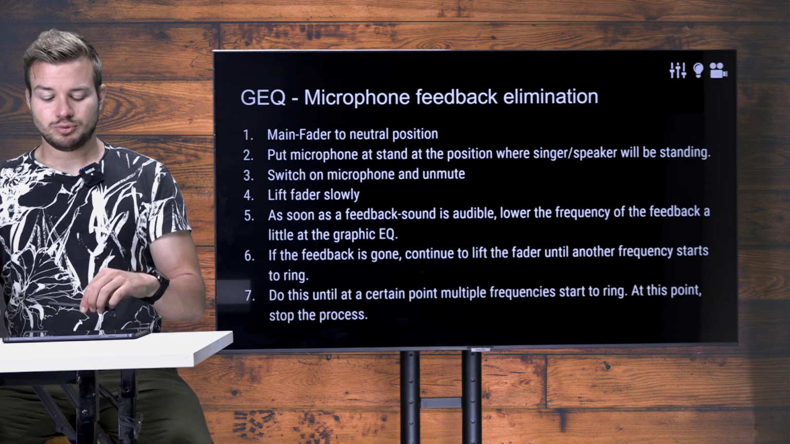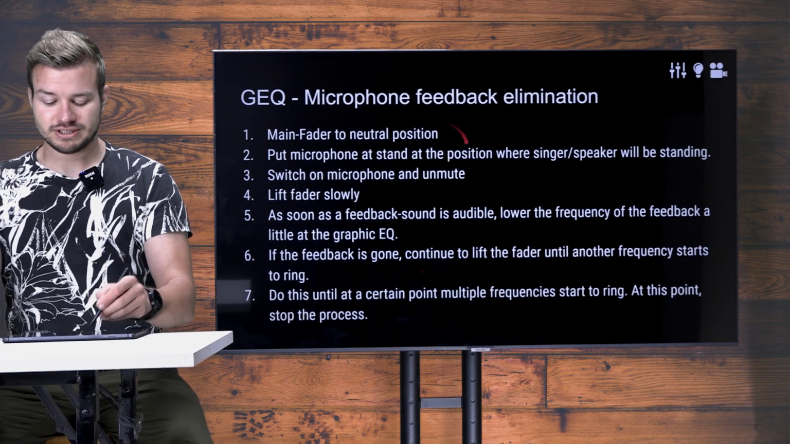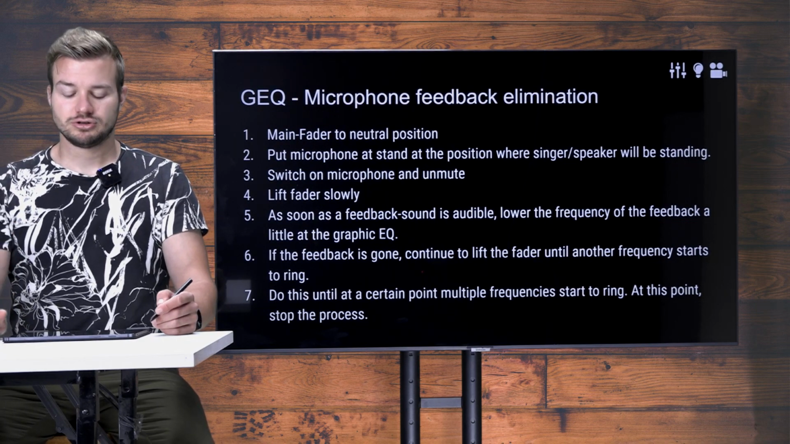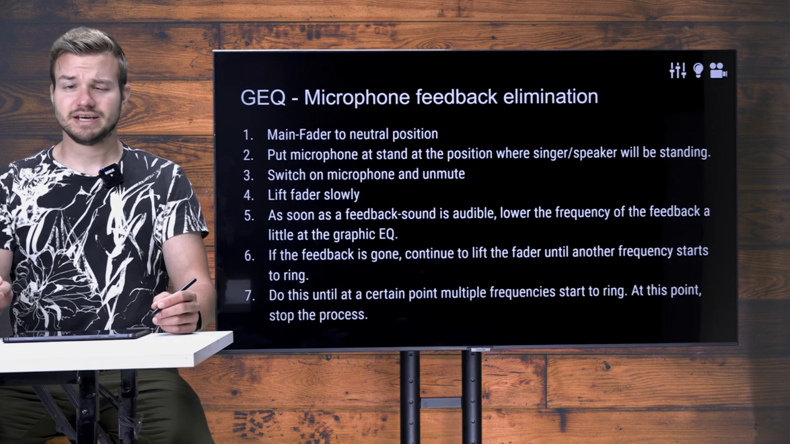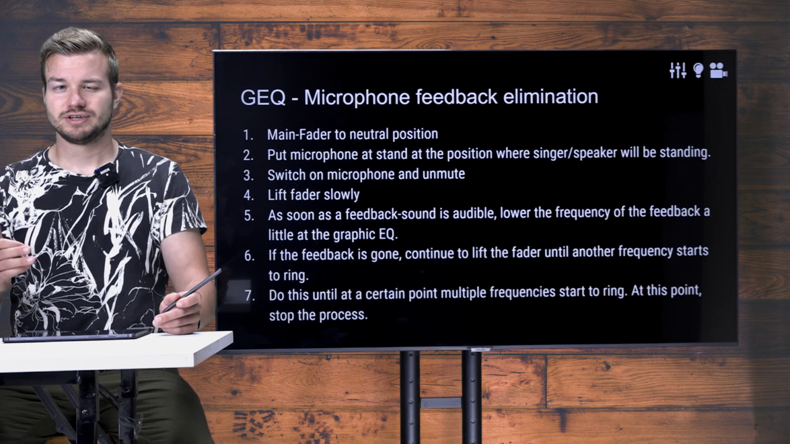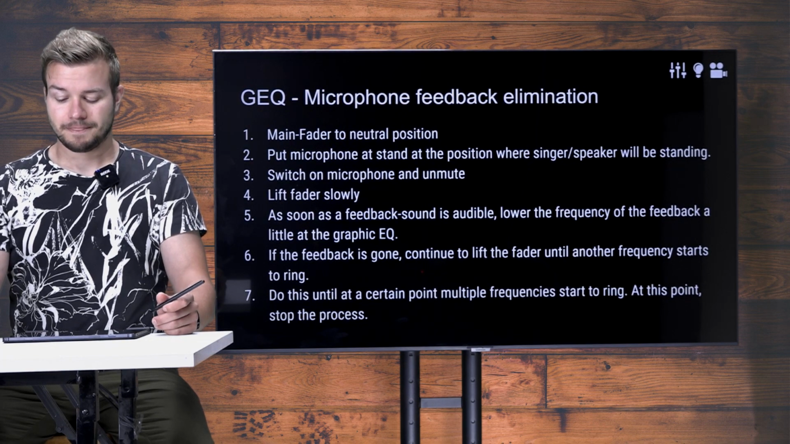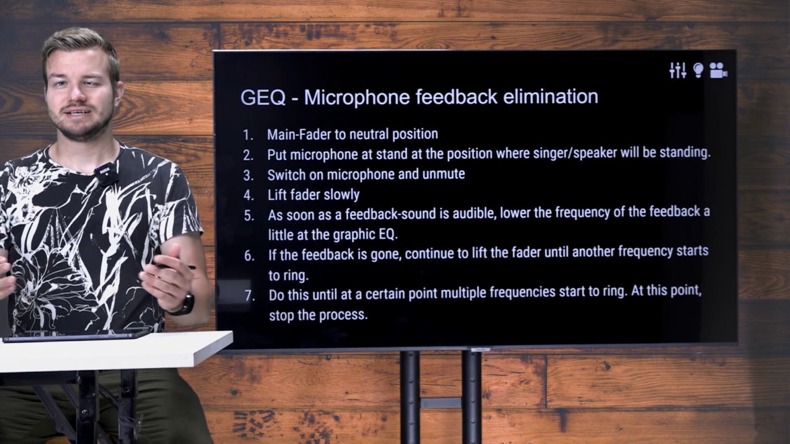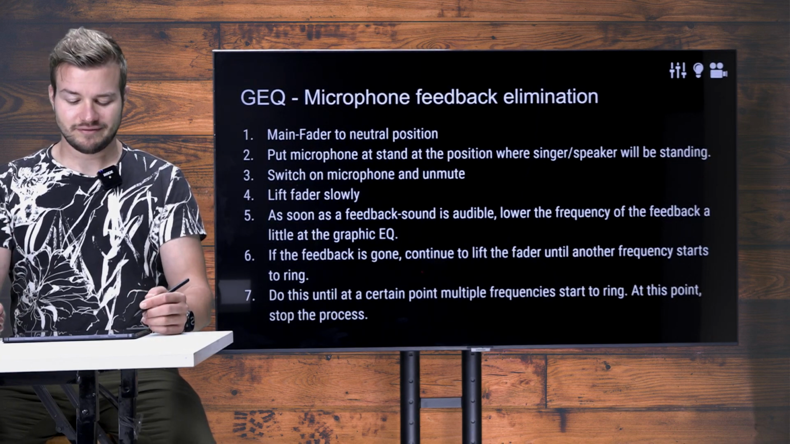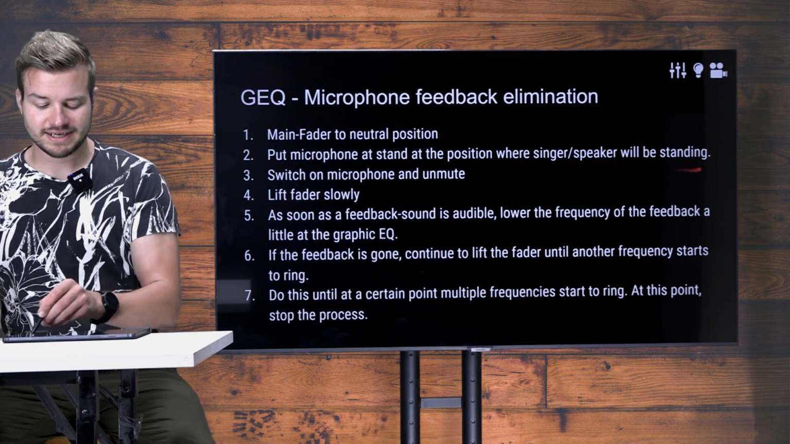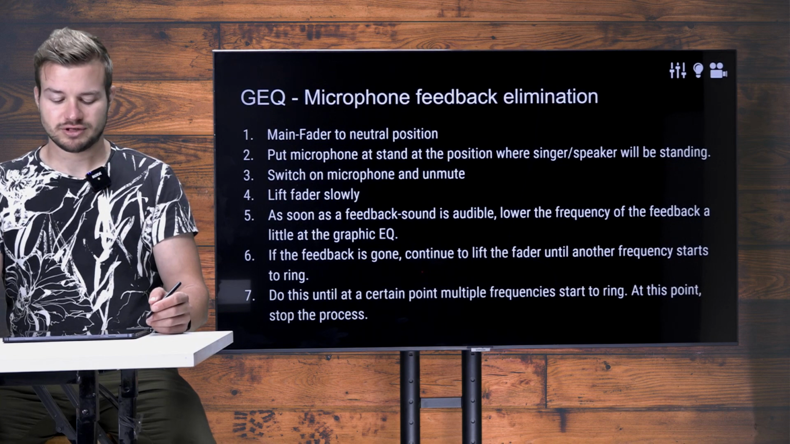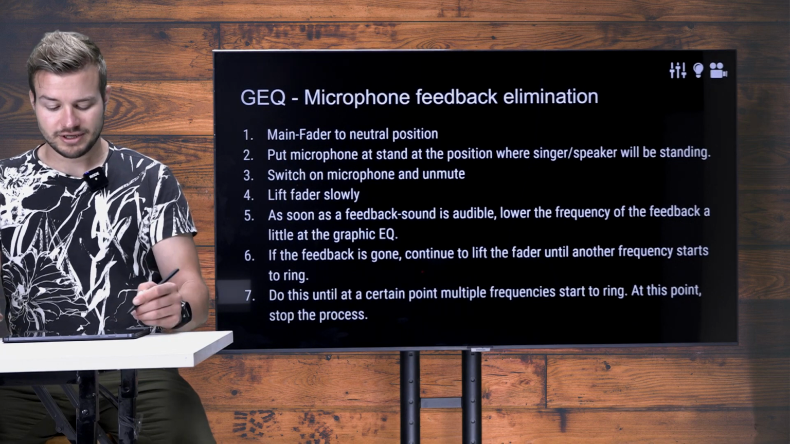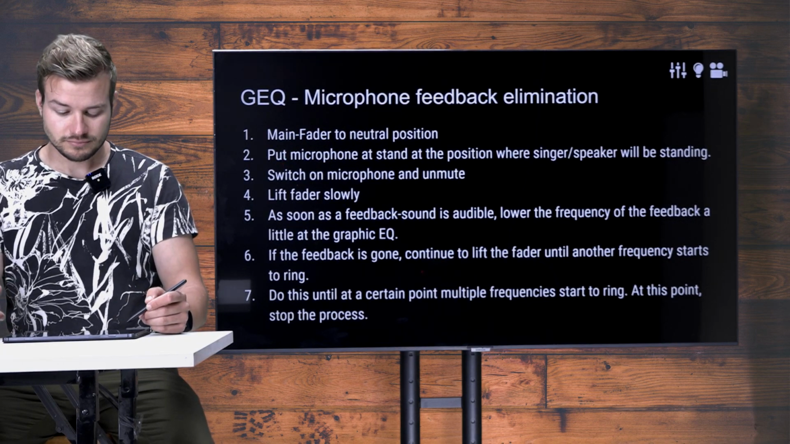Step number 1 is you put the main fader to neutral position, to unity position. This is the master fader. Then you take the microphone and put it onto a microphone stand. Make sure the microphone is approximately at the position where the singer, the vocal, will be during the performance, because we want to simulate the situation as it will be during the event. So put the microphone on a stand so that it is approximately where the person will be singing. Number 3, switch on the microphone and unmute it on the console.